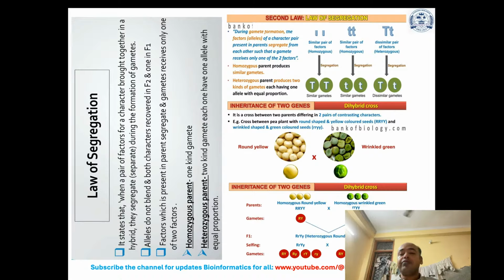Like in a dihybrid cross, it is a cross between two parents differing in two pairs of contrasting characters. For example, a cross between pea plants with round shaped and yellow colored seeds and wrinkled shaped and green colored seeds. That is a dihybrid cross. Now here you can see how in a dihybrid cross the gametes are formed, where similar or dissimilar pairs of factors are present.